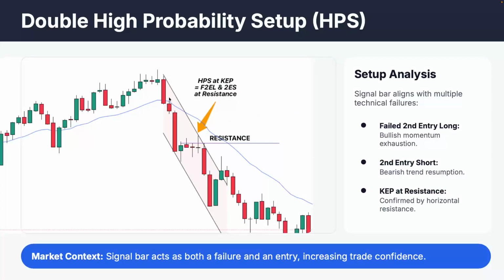Here you can see if we draw a trend line or a trend channel, then this bar is the failed second entry long as well as second entry short forming at resistance and at the trend line, and it's below the 21 EMA. This is a high probability setup at a key entry point. This is a double high probability setup because this is also the failed second entry long as well as the second entry short. The bulls get trapped here.